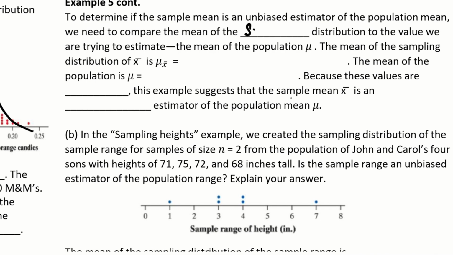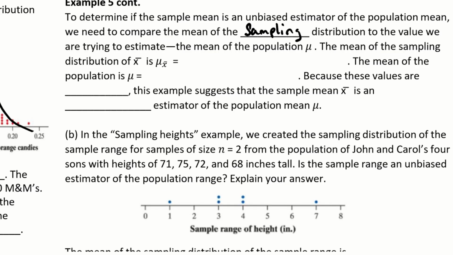Okay, and the mean of the sampling distribution, the symbol for that is mu x bar. So that's the symbol right here. We need to calculate that, and we want to compare it to the value we're trying to estimate, which is the mean of the population, mu. So we're trying to compare mu x bar with mu. Let's go ahead and calculate the mean of the sampling distribution.